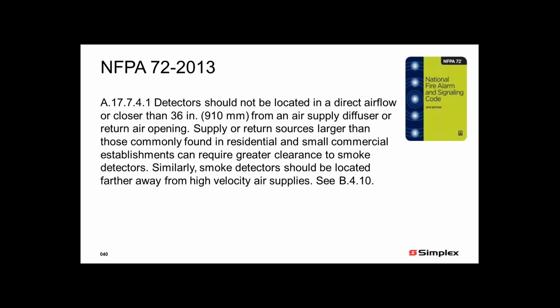So the asterisk then becomes A.17.7.4.1. And the annexes are not enforceable. They're not written to be code language or enforceable code language. So in A.17.7.4.1 we say detectors should, rather than shall, not be located in direct airflow or closer than 910 millimeters from an air supply diffuser or a return air opening.